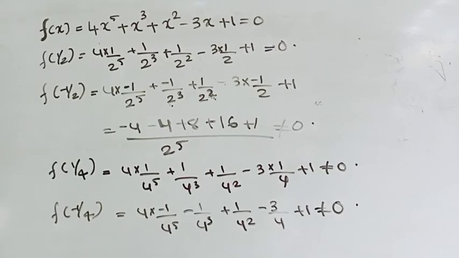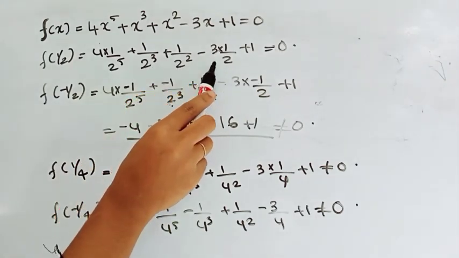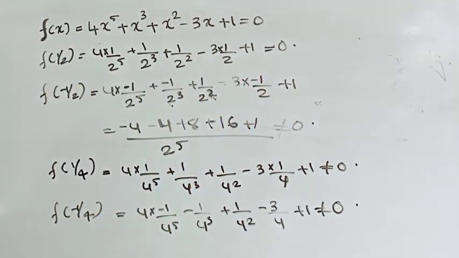Then we have to check for f of 1 by 2, f of minus 1 by 2, f of 1 by 4, f of minus 1 by 4. f of 1 by 2 is 4 into 1 by 2 raised to 5 plus 1 by 2 cube plus 1 by 2 square minus 3 into 1 by 2 plus 1. This is equal to 0.